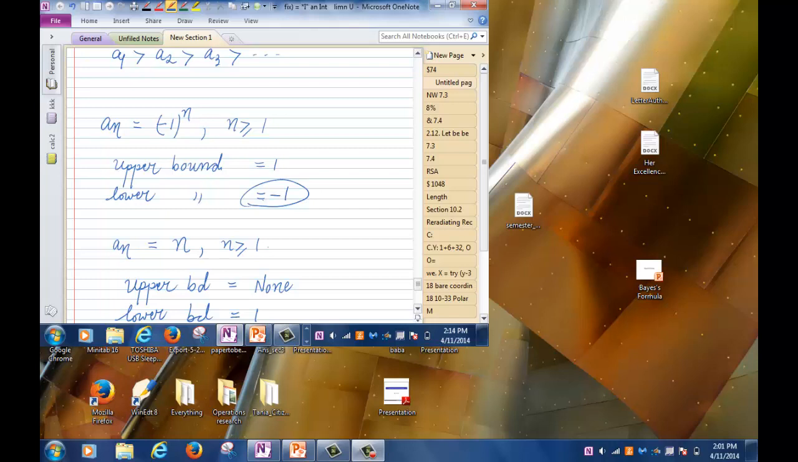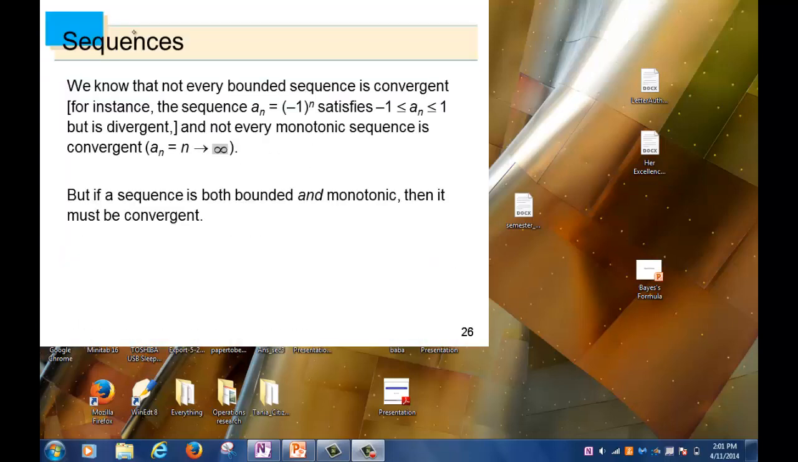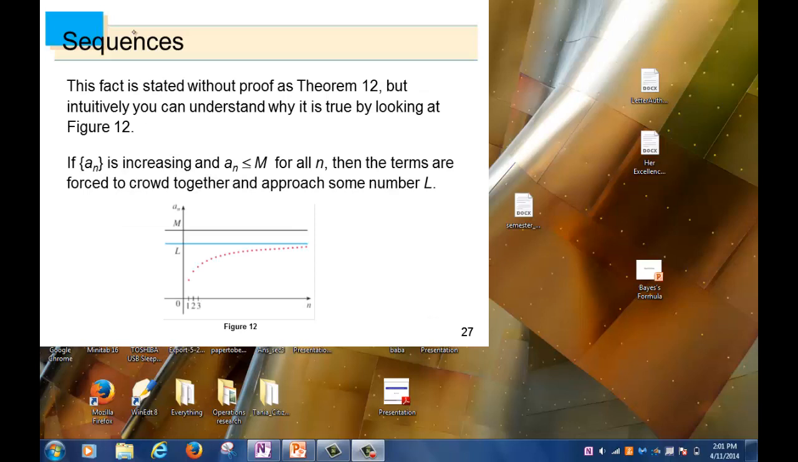Everybody's clear on what we mean by upper bounds and lower bounds. If a sequence has an upper bound, it has infinitely many upper bounds, because if you find an upper bound, then anything bigger is an upper bound. If a sequence has a lower bound, it has infinitely many lower bounds, because once you find a lower bound, anything smaller would be a lower bound. Everybody's okay with that? All right, so let's go back to the slides again. We have gone through that.